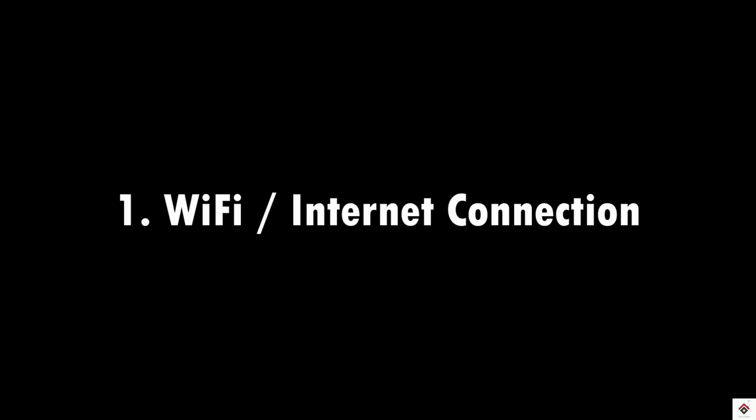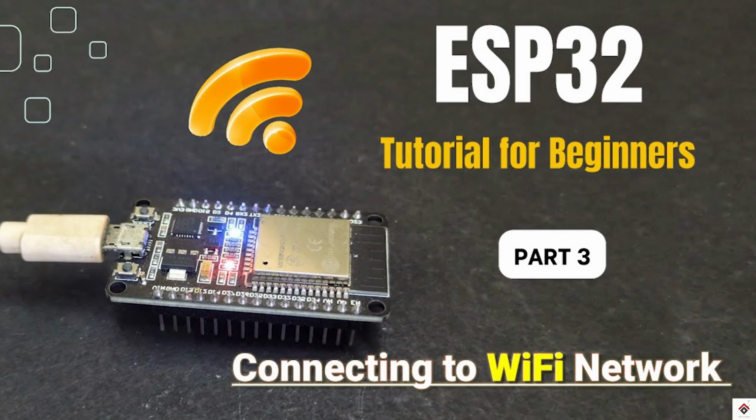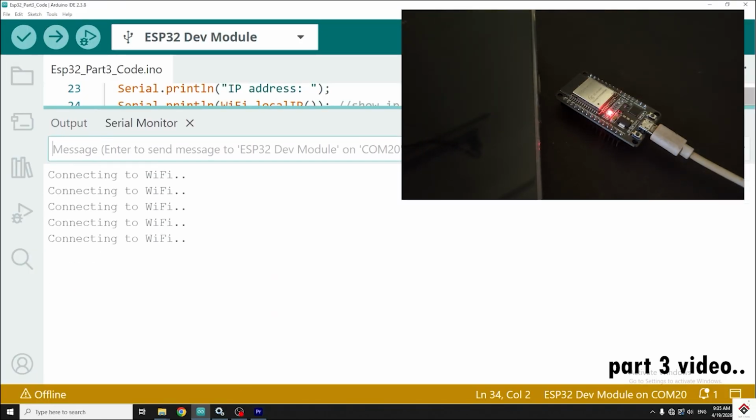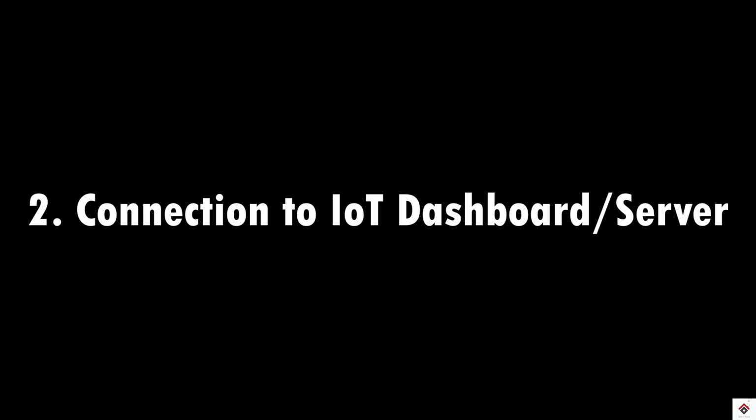The first one is Wi-Fi connectivity, which means our ESP32 board should be connected to a Wi-Fi network so that it can access the internet. This Wi-Fi connection related part I've already covered in my previous part 3 tutorial, where we provided a detailed code explanation. So make sure you check that video completely and come back to this one. The second requirement is to establish a connection between our board and any IoT dashboard, which we'll explain in today's video.